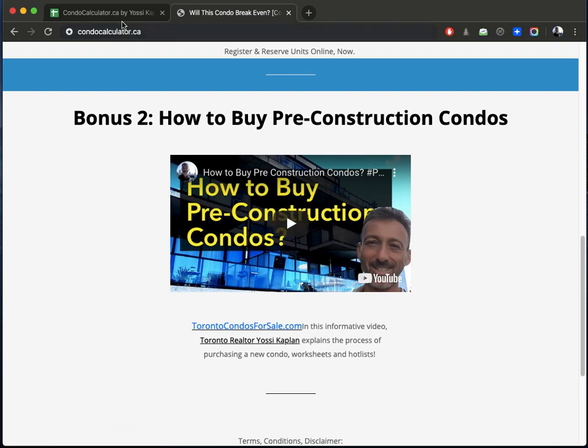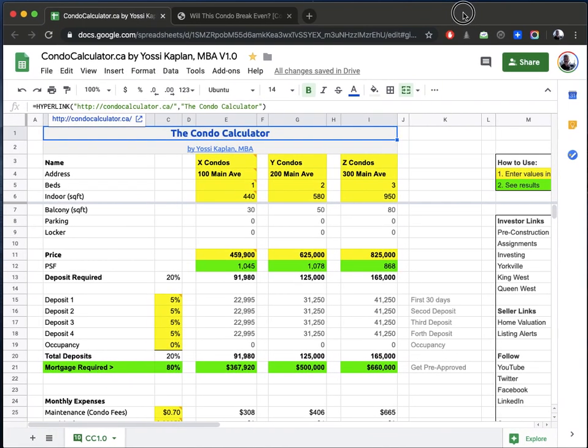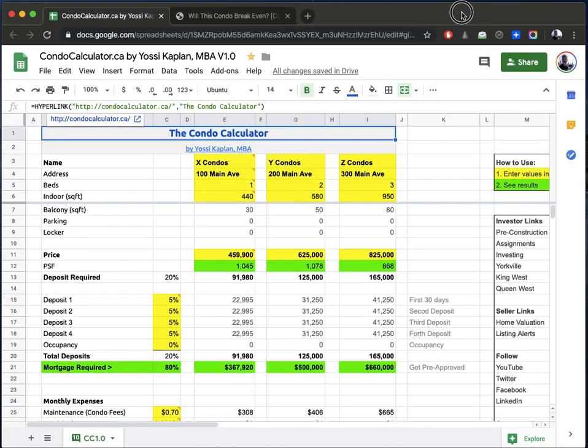Okay. In the meantime, you receive your file, open it, download it into your Google Sheets, whatever you want to use, Excel, and open it. And that's what you see.